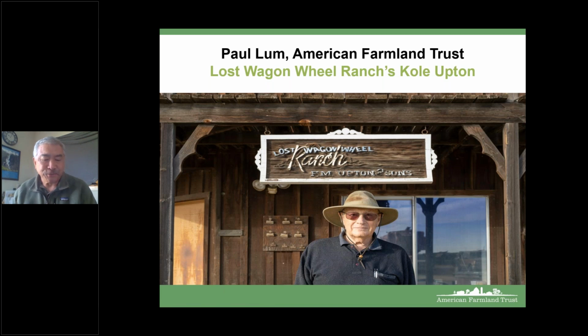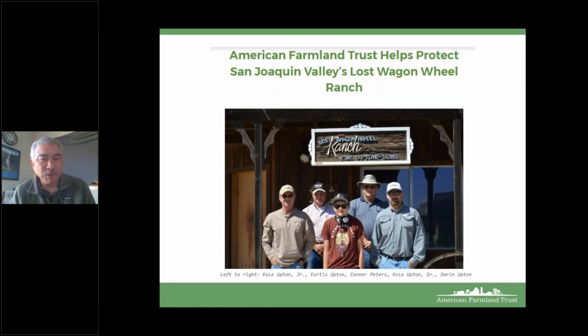In 2022, the American Farmland Trust purchased an agricultural conservation easement from Cole Upton and his family, who own the Lost Wagon Wheel Ranch. The conservation easement ranks as the gold standard for conservation easements and is the first of 10 AFT demonstration projects that address future impacts to the region's farmland and dwindling water supplies.